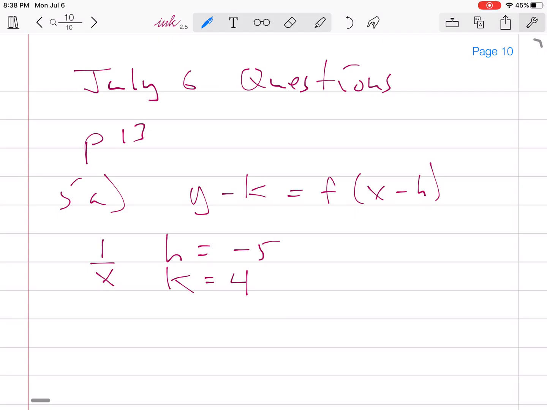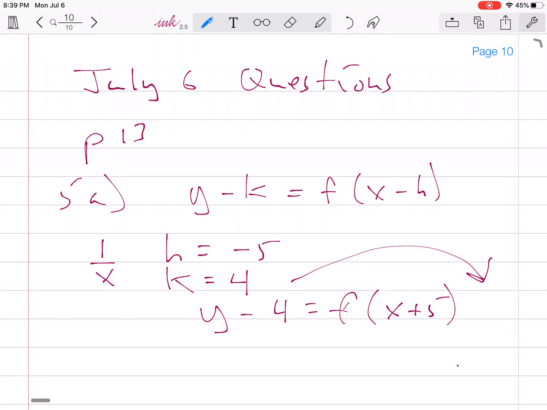So this is going to be y minus 4 equals f of x plus 5, right? Because you have two minuses. And like I said, you can either write it like this or you can write it as y equals f of x plus 5 plus 4, if you want to stick the 4 on this side. It doesn't really matter. Okay, let's look at the next one.